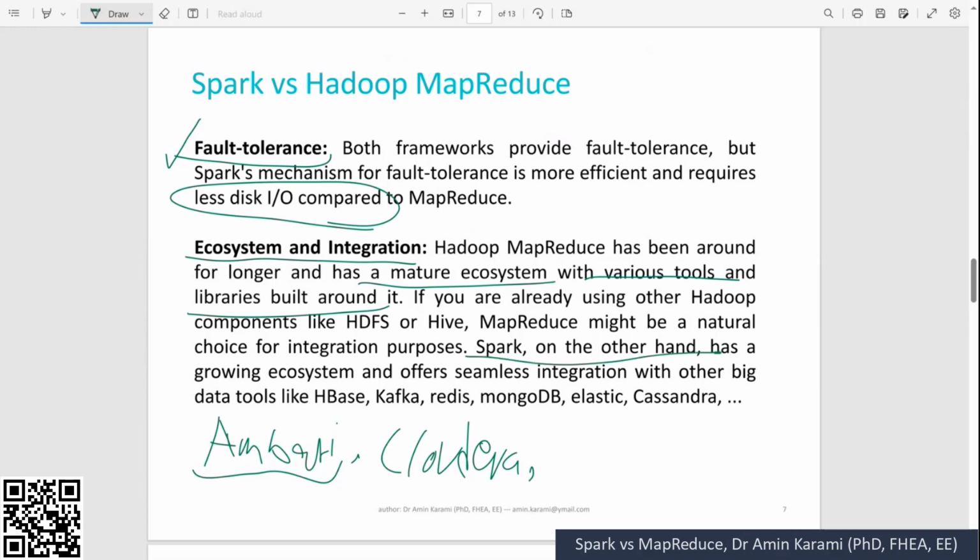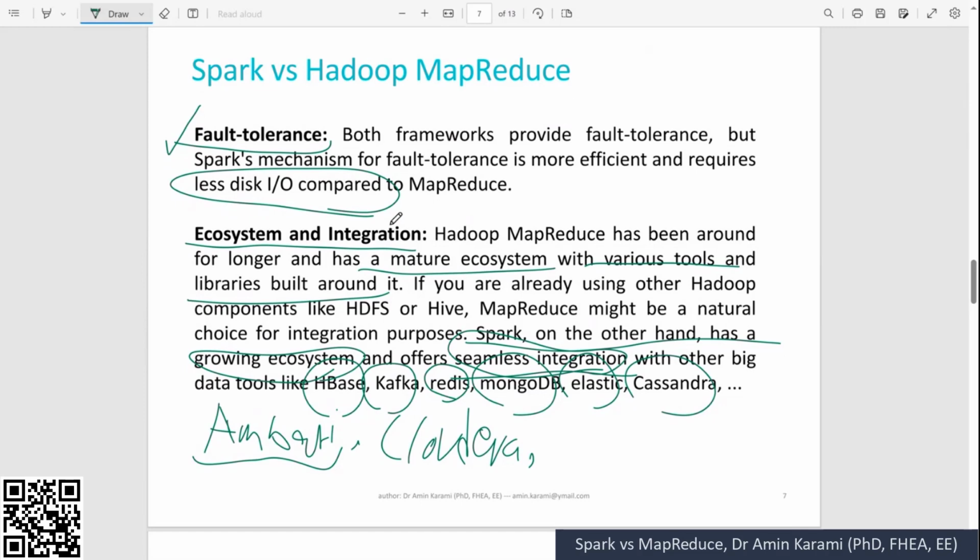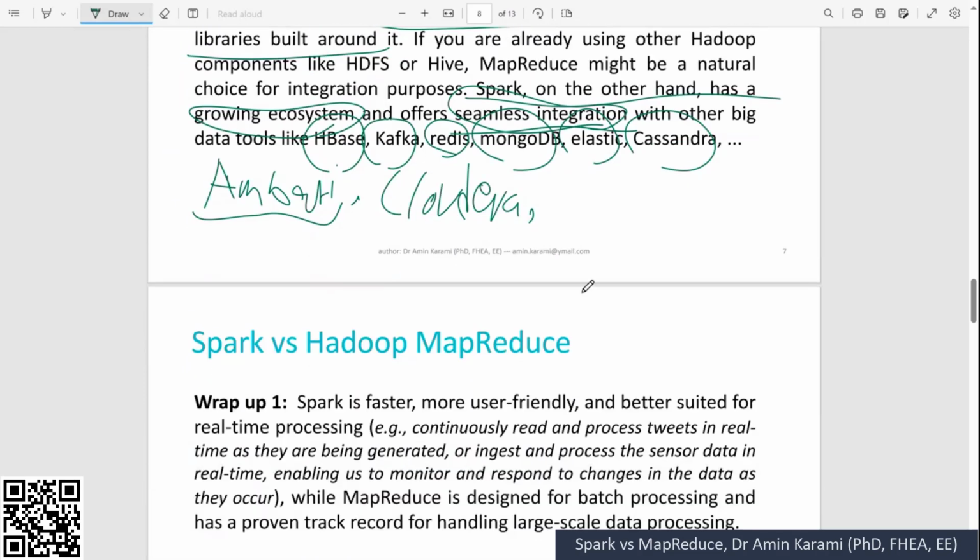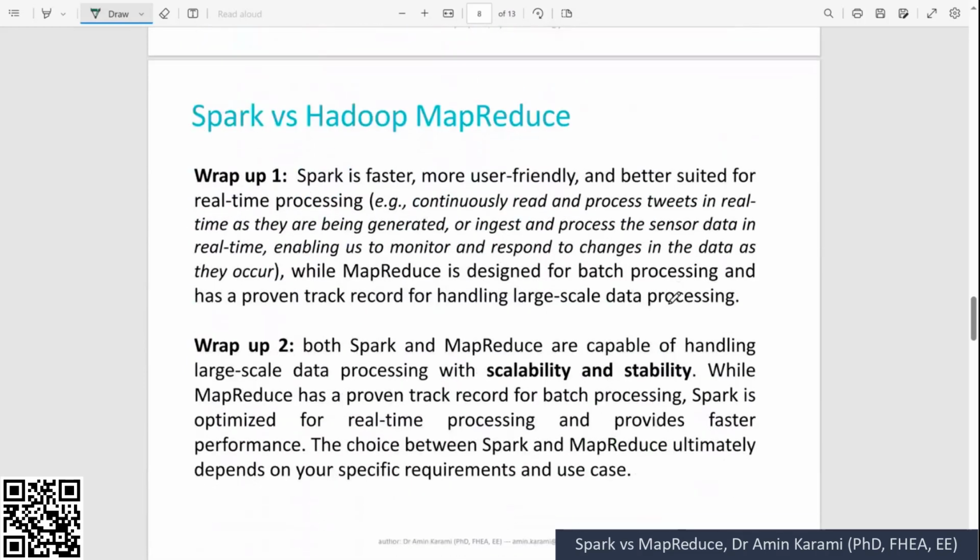But Spark is going to provide seamless integration. Why? Because the ecosystem is still growing. All right, and the good news for Spark is there is seamless integration with other big data tools like HBase, Kafka, or Redis for distributed storage, MongoDB, Elastic, Cassandra, and many more. All right, these are the big differences between Spark and MapReduce.